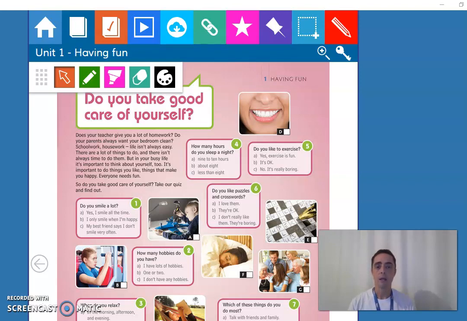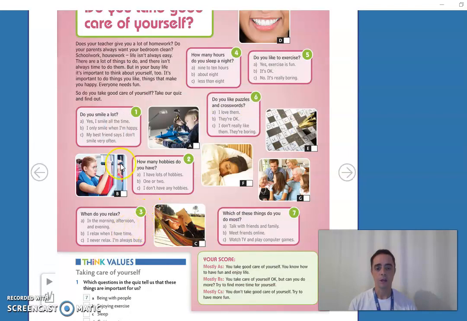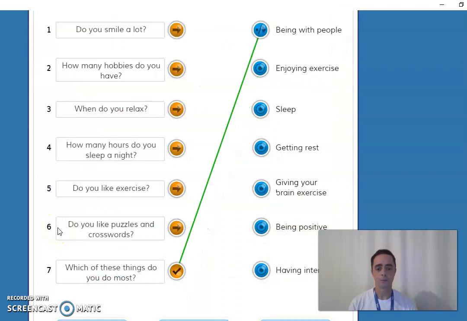On my previous video I gave you some exercises to work on, and now let's correct them, okay? So the first one will be the Think Values section. On this exercise we had 7 questions on the quiz that we have to associate with the letters from A to G. So I'm going to open my answer page here, and then we can work together.